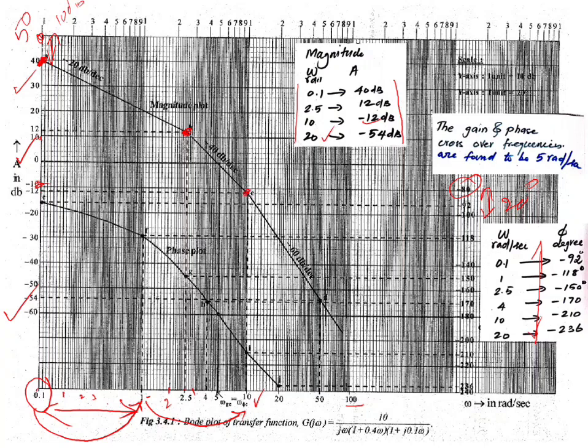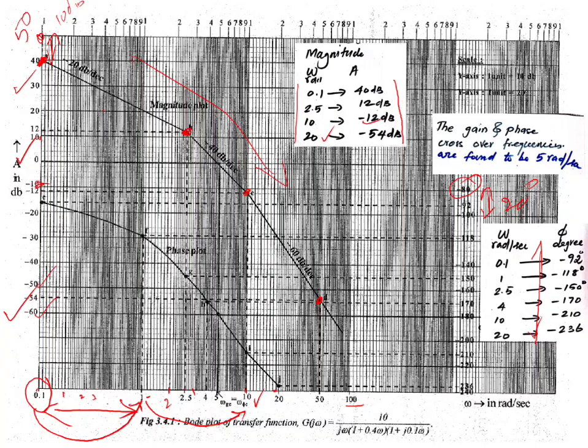So this is the third point, and the fourth point is 20 radians per second. This is 10, the next one is 20. At 20, the dB is around minus 54, which should be in between 50 and 60, so it's around here. Okay, so now we have to connect all these points using a scale. When you connect all these points, you will get this graph. This is the magnitude plot.